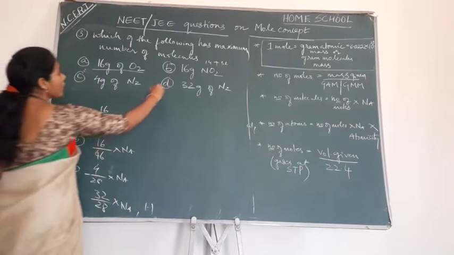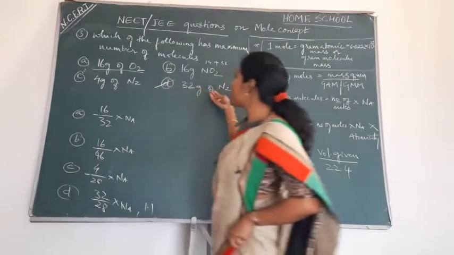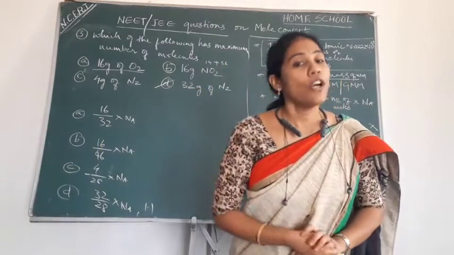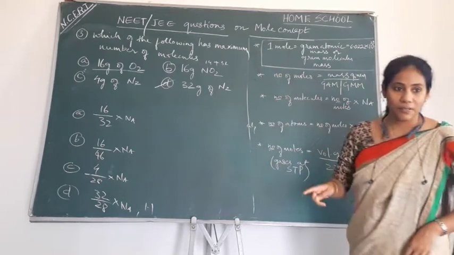What is the answer? Option D is the answer. So here you can observe the maximum number of molecules. Clear everybody? Fine. And coming to the next question.